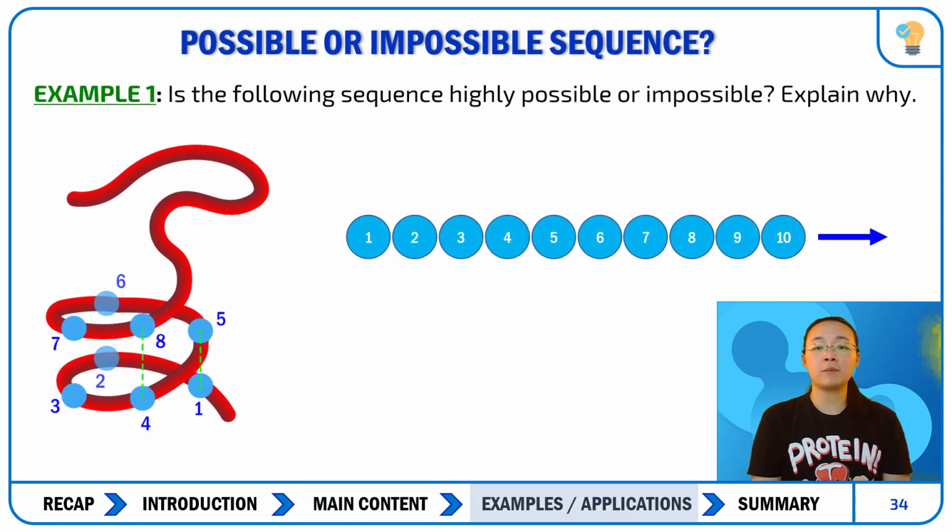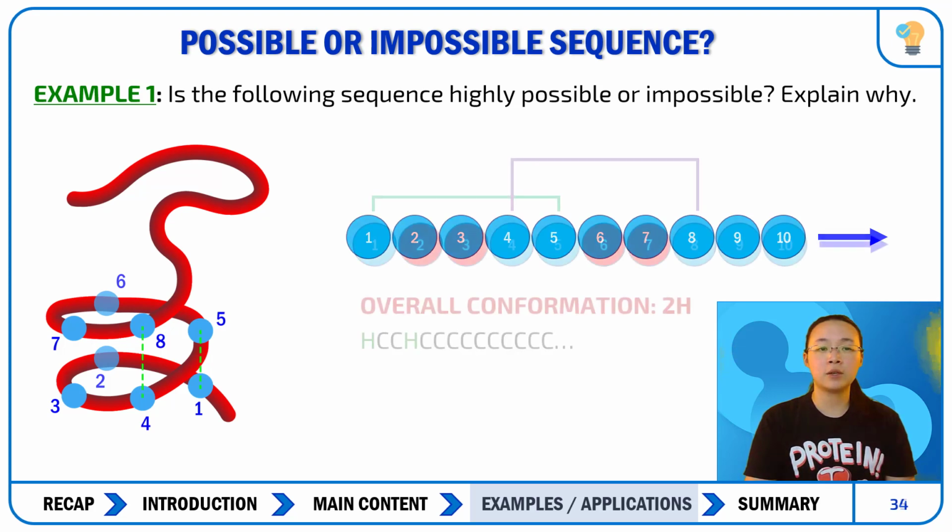So now would be a good time to go through a couple examples of what would or would not be a favorable sequence. In this example, it's asking us if the given sequence is highly possible or impossible, and to explain why. So looking at this, we have hydrogen bonds between 1 and 5, and 4 and 8. So it's skipped 2 and 3 entirely. So why don't we represent this on the 1D sequence here as a connected hydrogen bond between 1, 5 and 4, 8. So we have something like this.